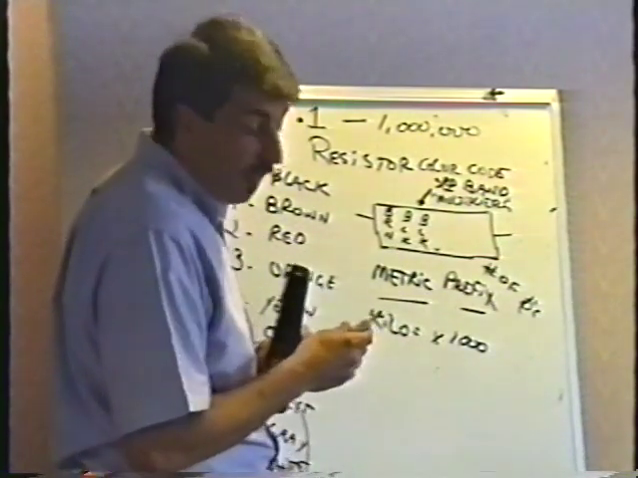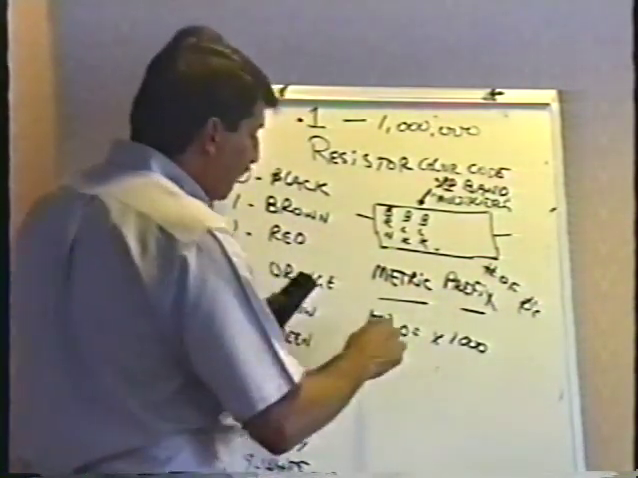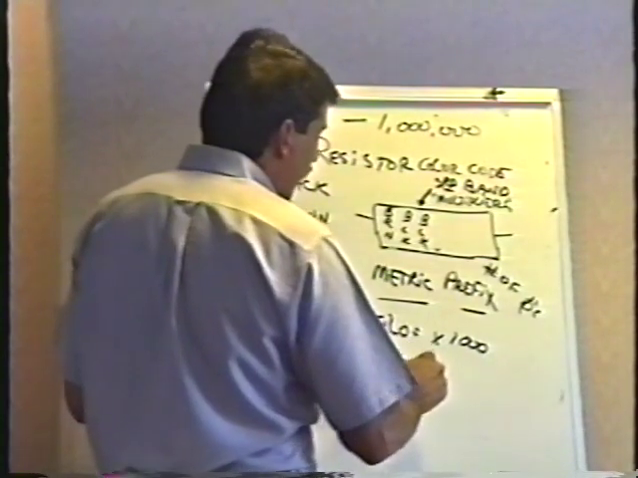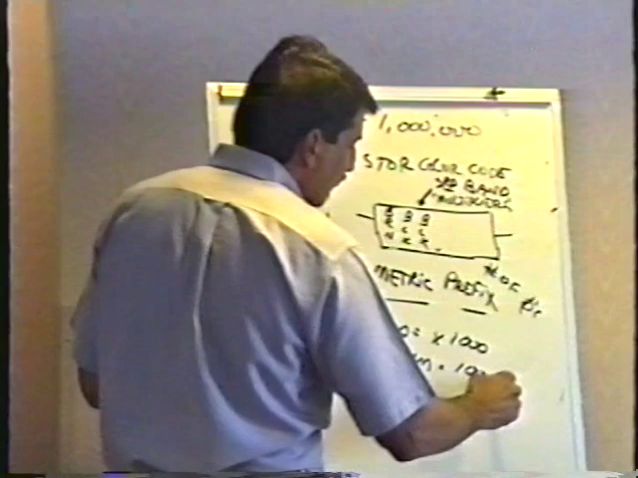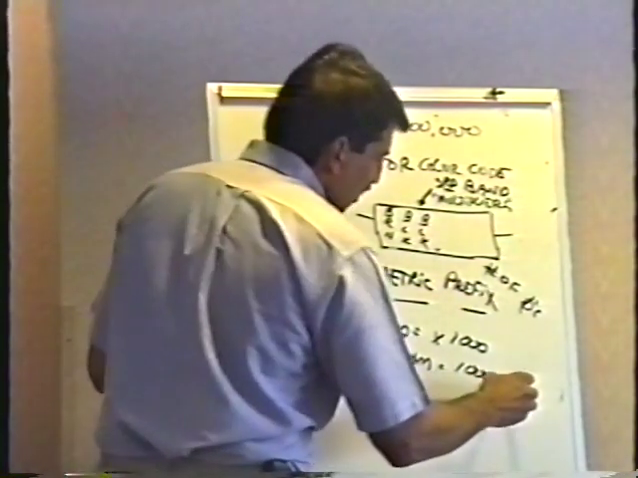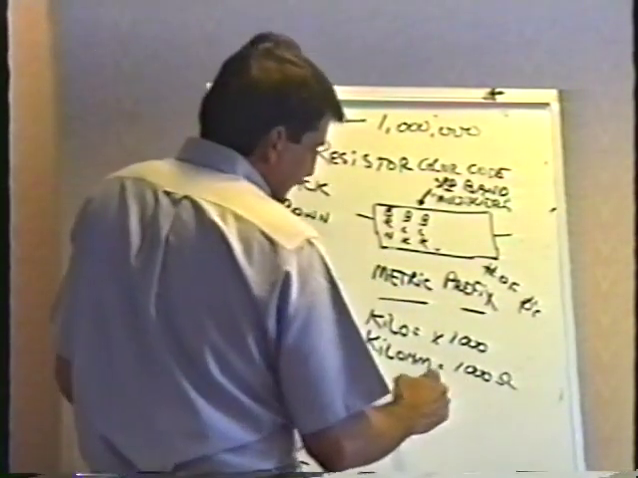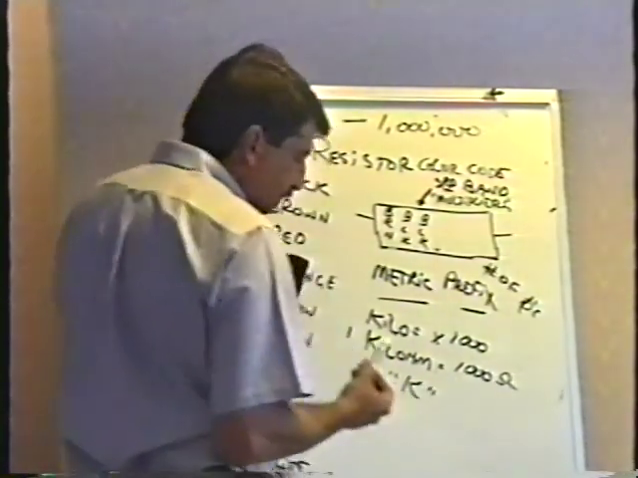1,000 volts is a kilovolt. And we also have kiloohms, K-I-L-O-H-M. 1 kiloohm is 1,000 ohms. Well, nobody says kiloohm. Everybody just says K for short.